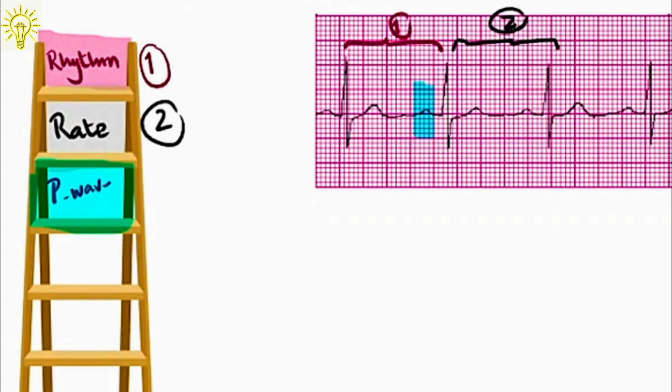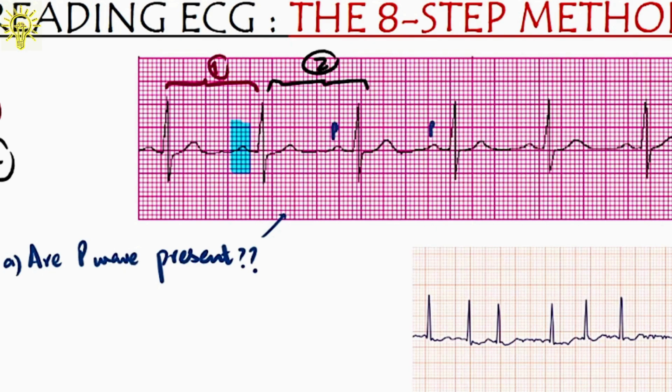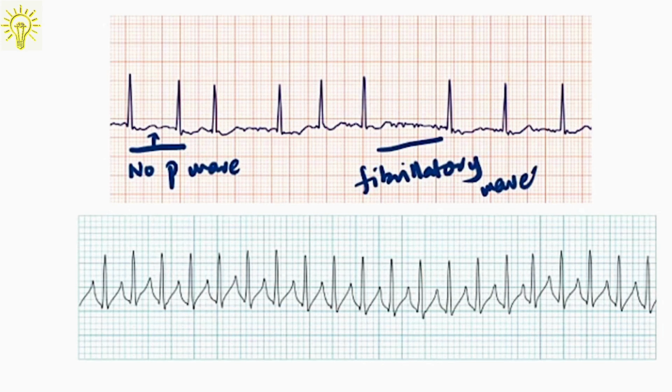Step 3. The P wave. Ask yourself, can you see P waves? In the upper ECG, you can clearly distinguish P waves. So yes, and a big no in the lower two ECG examples. First, we see atrial fibrillatory waves. In the last example, SVT with R waves and T waves, no P waves are seen.